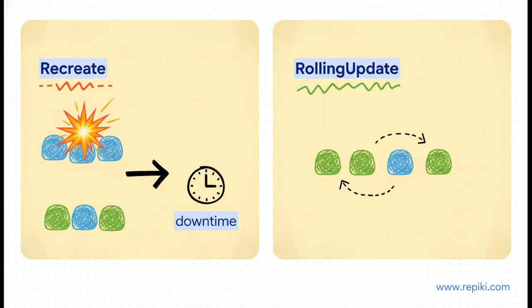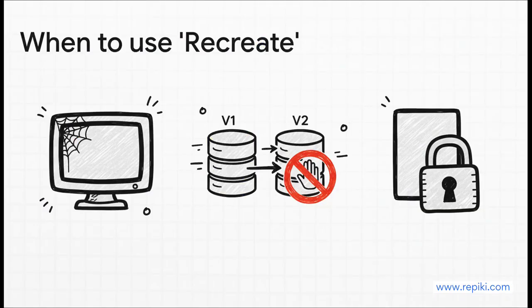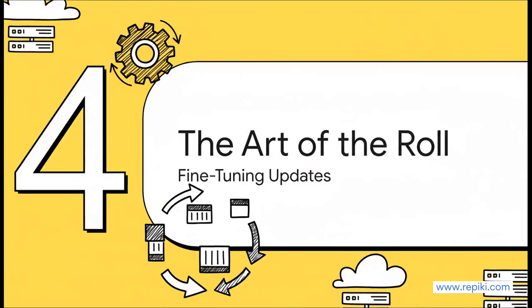Zero downtime. So you might be asking, why would anyone ever choose downtime? Well, there are a few very specific cases, usually involving older applications. If your app simply can't handle having two different versions running at the same time, or maybe you're making a huge database schema change that's not backward compatible, you might be forced into a Recreate to avoid corrupting your data. But for pretty much every other situation, you're going to want a rolling update.